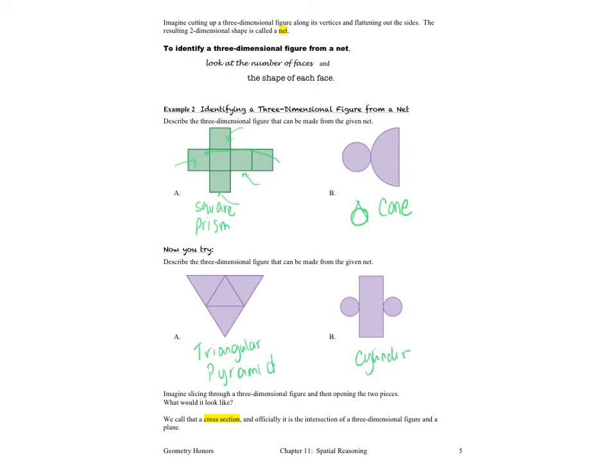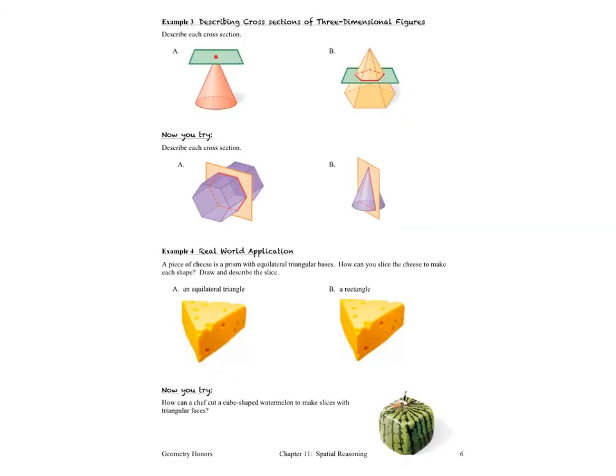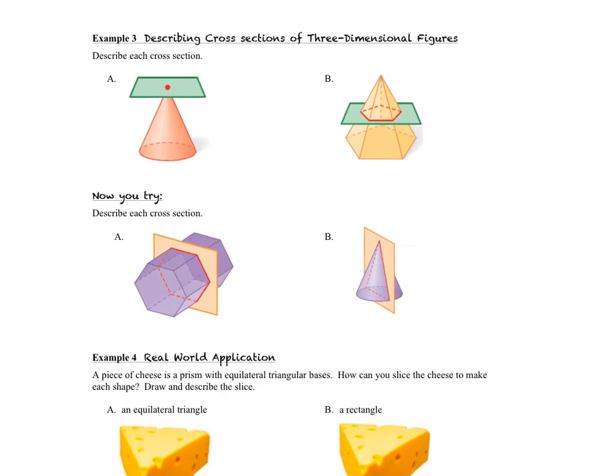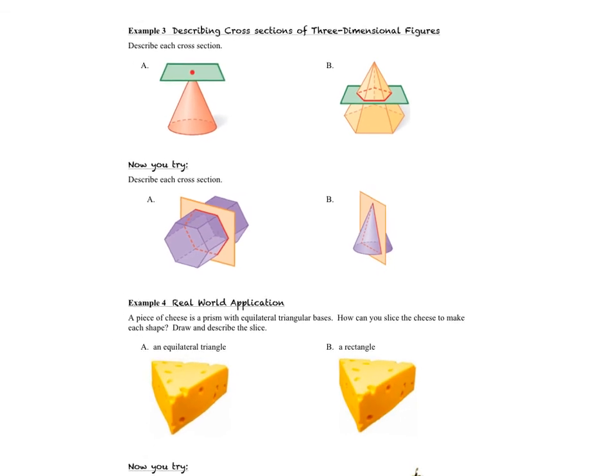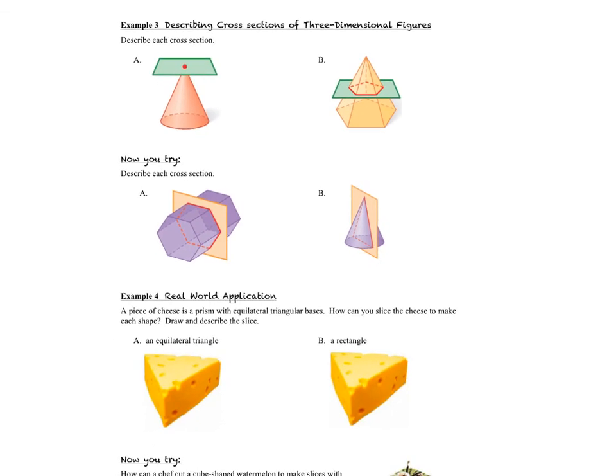Okay, imagine slicing through a 3D figure. We call this a cross section when we slice through a piece of it. Some of you might have seen this on the MAP test. So to describe each cross section, we're talking about what shape it would make when we slice through the 3D shape. What will we see?